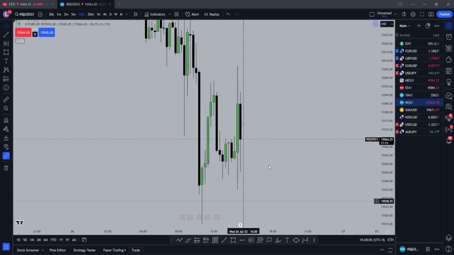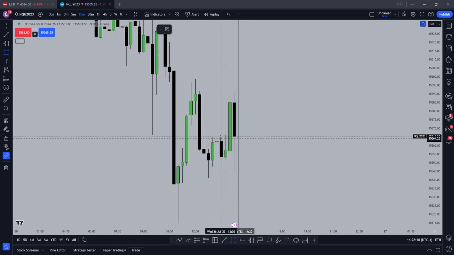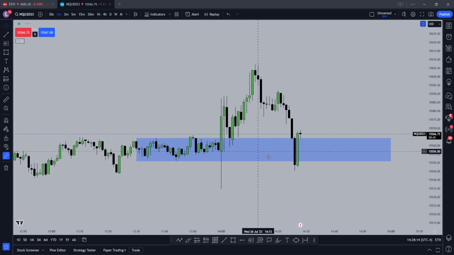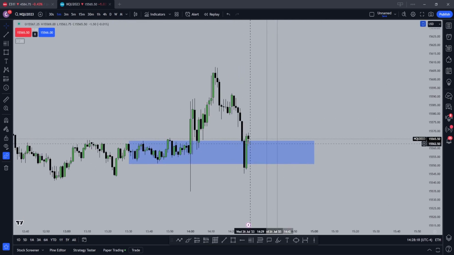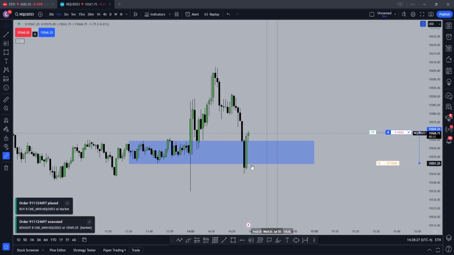So in today's video, we're going to be trading the Nasdaq. Over here, we have an order block, the shaded out area. Now price has come to that order block and is starting to reverse. So over here, I'm just going to enter.